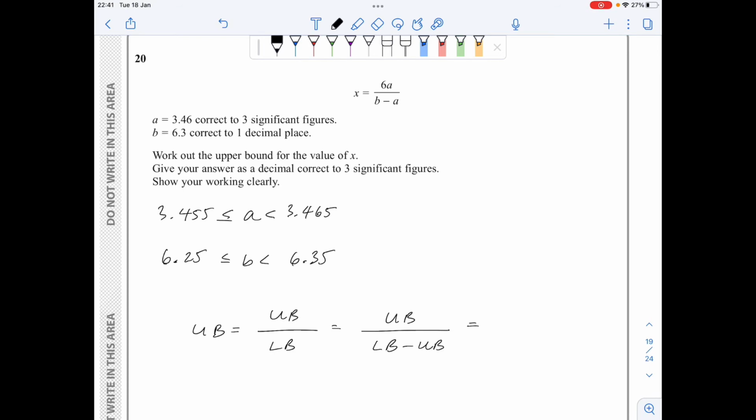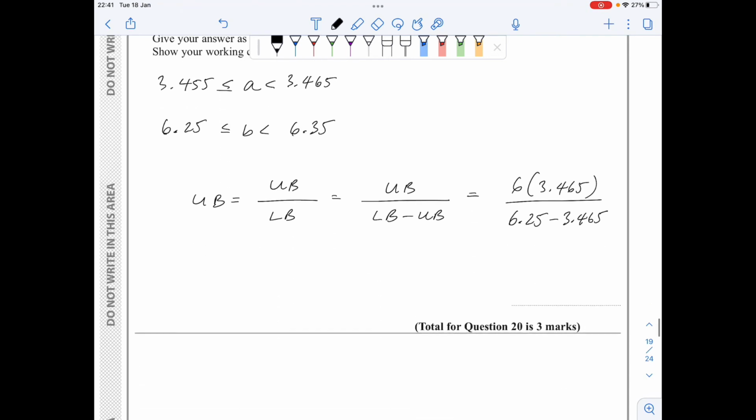So this means that in order to get a large value for 6a over b minus a, I'm going to take 6 times 3.465 over the lower bound of b, which is 6.25, minus the upper bound of a. And then if you do this calculation, it will come out to be 7.46.